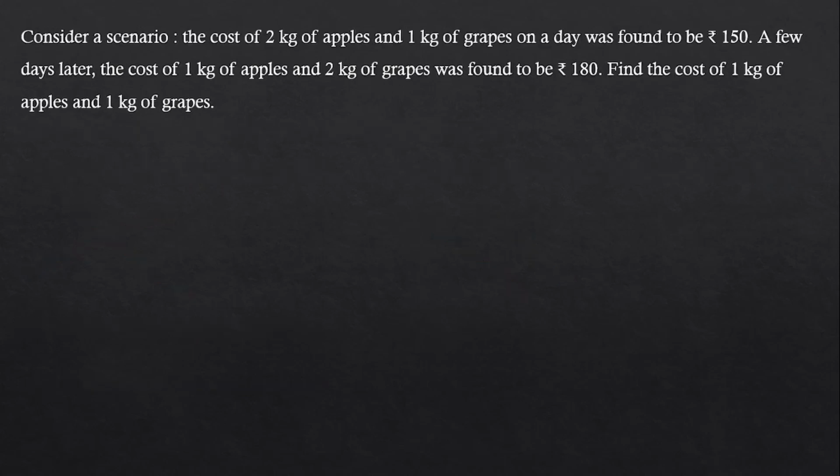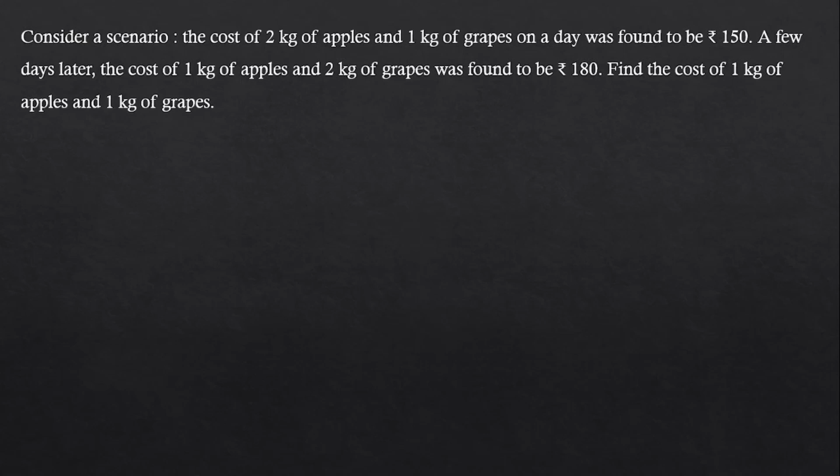Now let us consider different scenarios where we may get such lines. So the first question is, the cost of 2 kgs of apples and 1 kg of grapes on a day was found to be rupees 150. A few days later, the cost of 1 kg of apples and 2 kg of grapes was found to be rupees 180. Find the cost of 1 kg of apples and 1 kg of grapes.